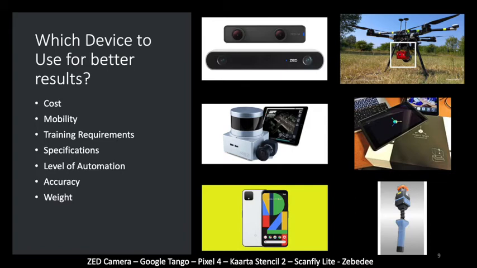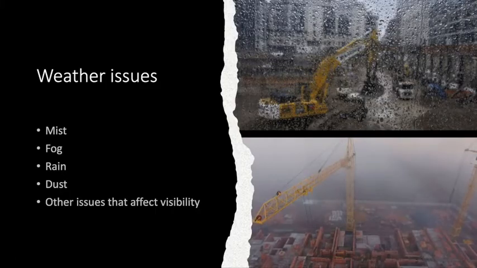So the first challenge is to decide which devices are to be used for effective progress monitoring. These devices vary based on cost, mobility, training requirements, specifications, level of automation, etc. So we come to the challenges of vision-based progress monitoring. First of all, the data capture is affected by weather issues. The weather issues can be rain, fog, mist, dust. This affects the visibility of the data. Hence, all the vision-based devices are affected by these kinds of issues. So the first issue is this.